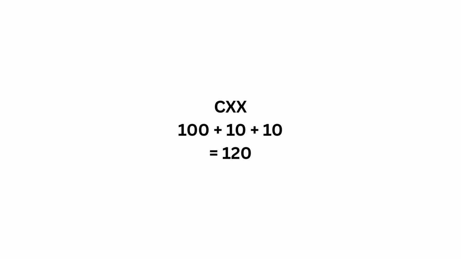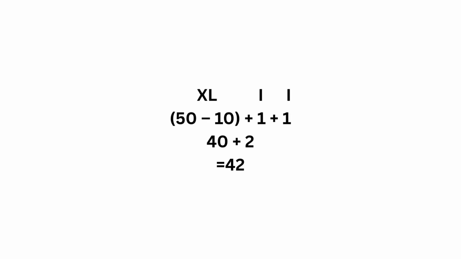So CXX gives 120. XLII: X is 10, L is 50, I is 1, I is 1 again. We can see that 10 is coming before 50. As it is this way, it means we are going to subtract. So our value will be 50 minus 10 plus 1 plus 1. That gives 42.